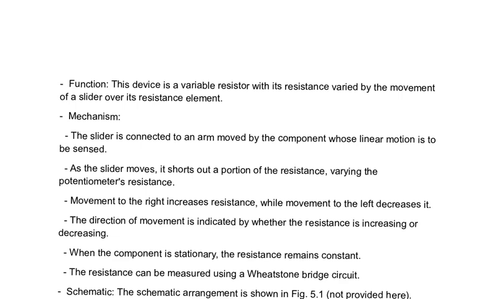Resistance can be measured by a Wheatstone bridge circuit. So overall, the summary is that the resistance is varied in the linear potentiometer. This is a thing which you need to know. We are varying a slider by using an arm, where the resistance will be varied, and this is measured using a Wheatstone bridge network.